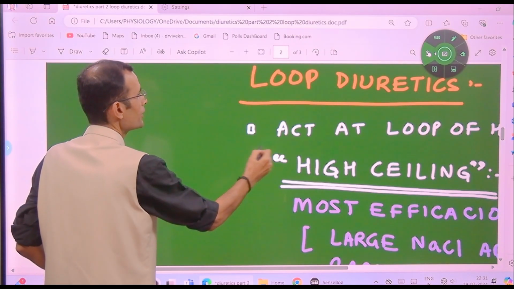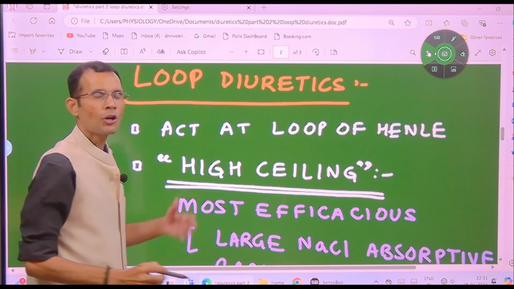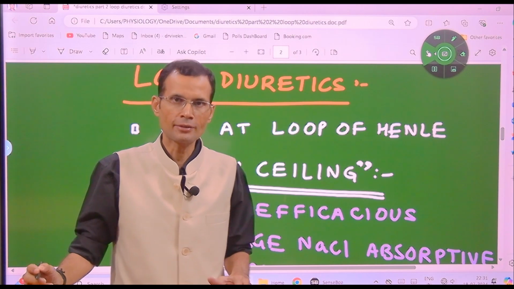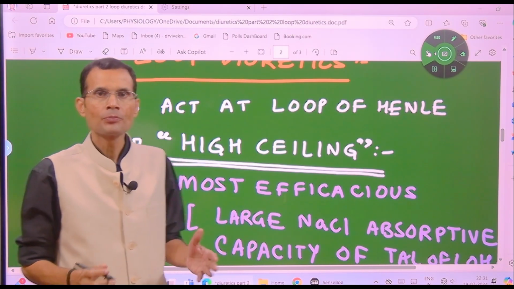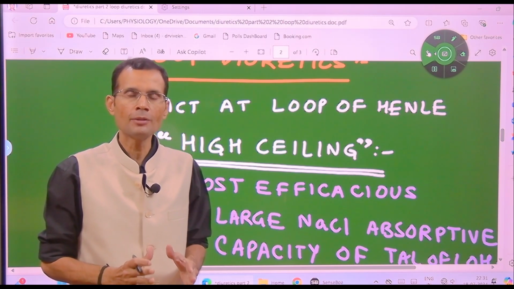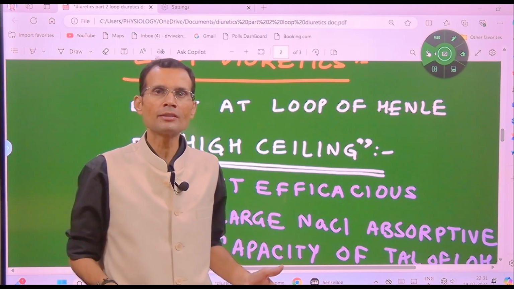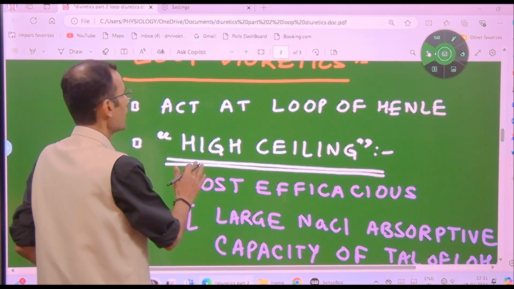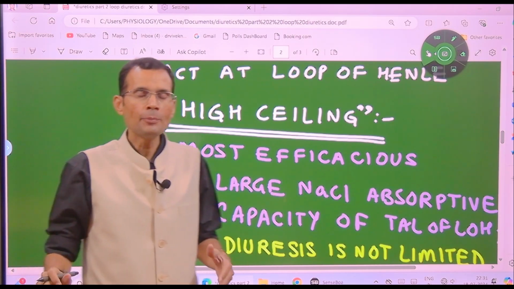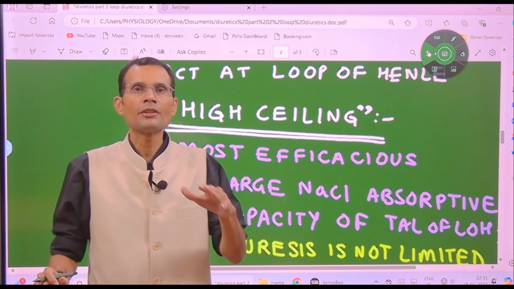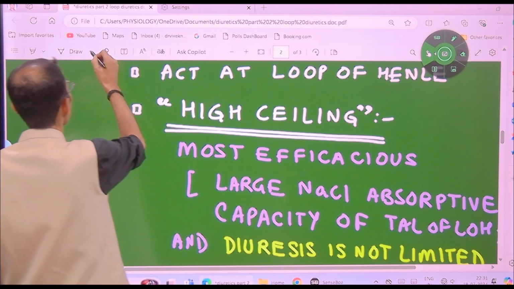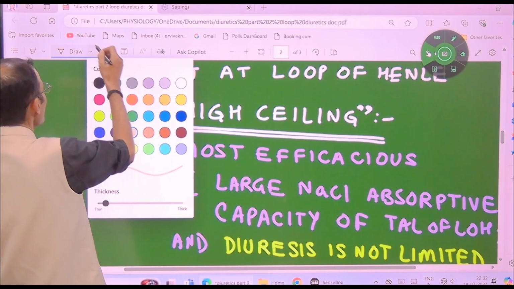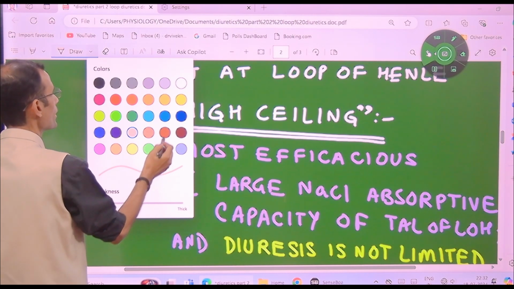All right, with that in mind, now let us talk about the loop diuretics. Point number 1, they act at the thick ascending limb of loop of Henle, so they are called loop diuretics. Simple. They are described as high ceiling diuretics. Now this needs a certain understanding. Why are they called high ceiling diuretics?